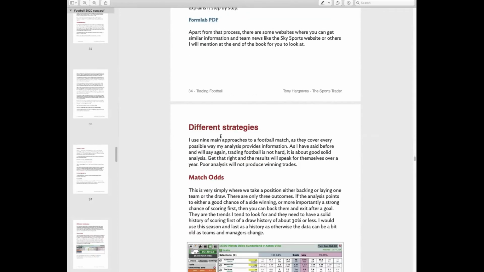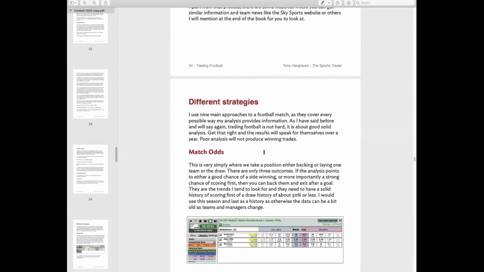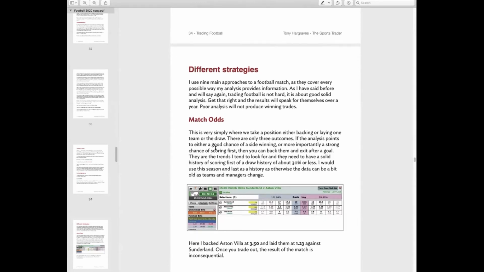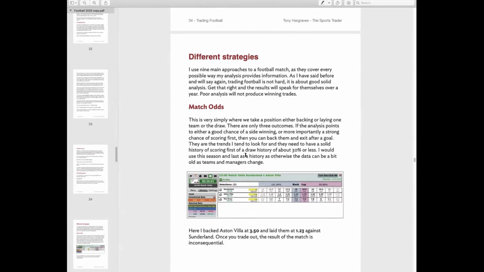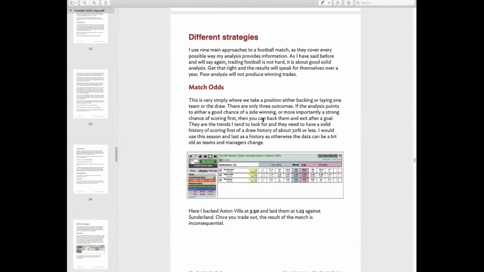Then we look at the different strategies. So I use 9 main approaches in football games, and they cover most of the outcomes. So we look at the match odds. That's fairly simple, where we just take a position either backing or laying one team or laying the draw. Usually I like laying a side, so that will allow me to keep the draw on side. You've got two of the three possible outcomes on your team rather than just backing.